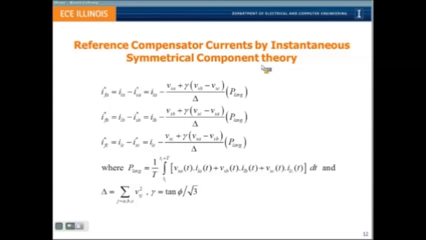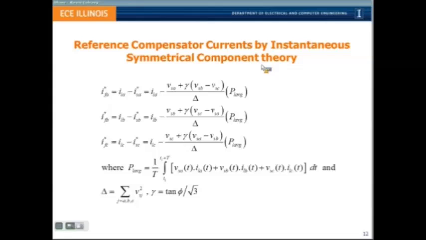So just these three equations have to be implemented as far as the compensator algorithm is concerned: ia star, which is the reference filter current, ib star and ic star, which are just these equations. And for this case, we've just assumed unity power factor is desired. So phi becomes 0, so gamma becomes 0, so this term wipes away. And we have delta and P_L average. Let's look at delta. This is the sum of vsj squared, so it is just instantaneous squaring of the supply voltages and adding them together.